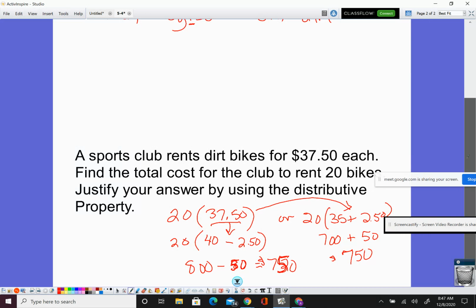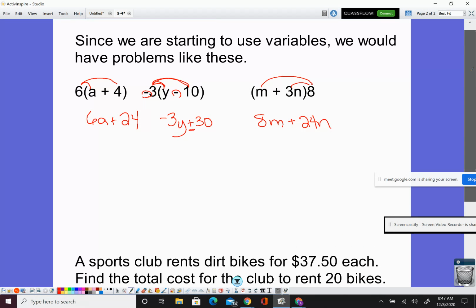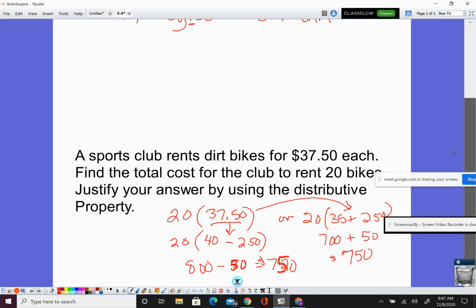All right. Distributive property. That's all there is to it. Questions?